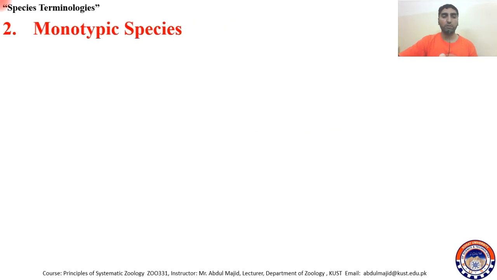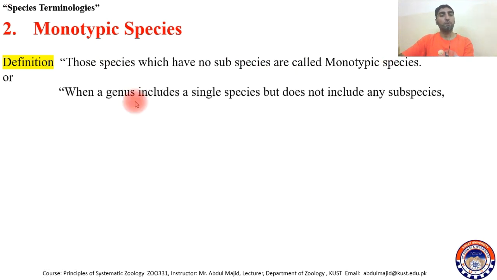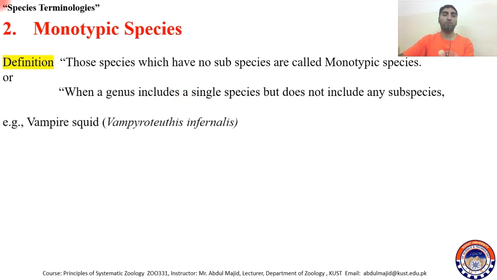Another is a monotypic species. It is very clear from its name: mono means one, and typic means type. So all those species which do not have subspecies are called monotypic species, or you can say those genera which include only a single species but do not include any subspecies are known as monotypic species.